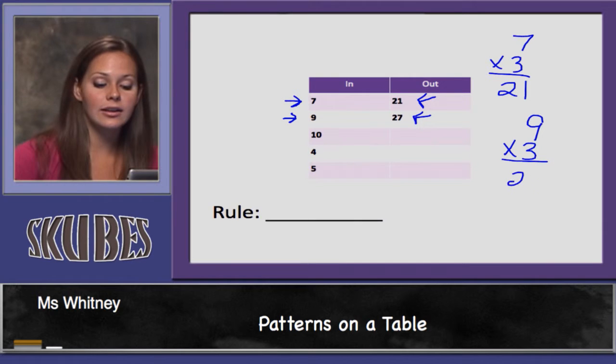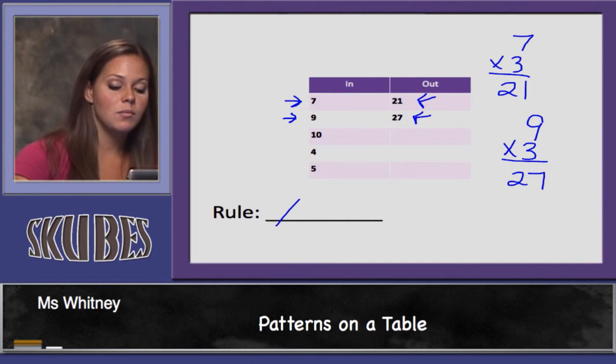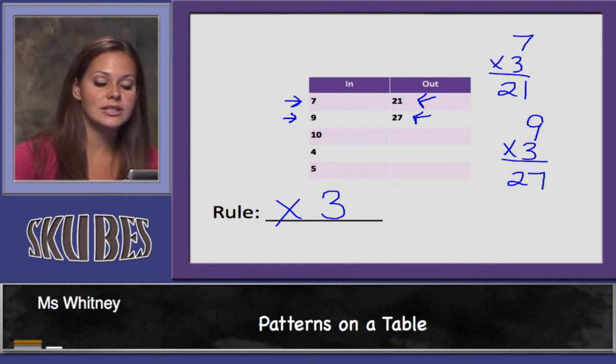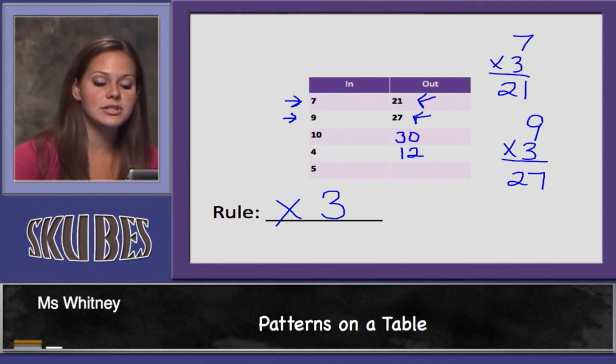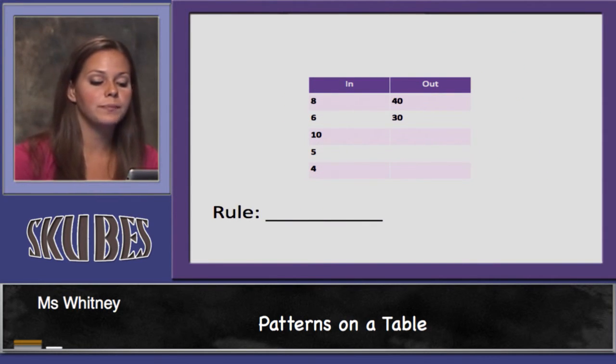9 times 3 is 27. So our rule is multiply by 3. Let's continue the table. 10 times 3 is 30. 4 times 3 is 12. And 5 times 3 is 15. Here's the next table. Let's determine the rule.